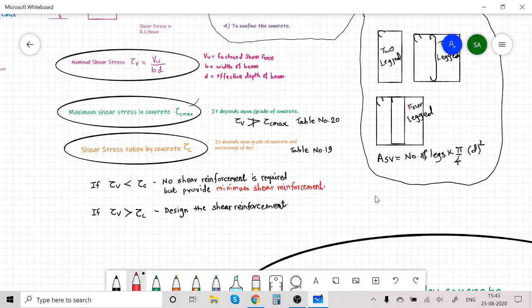Now, in the next step we will compare the value of tau V, that is nominal shear stress, to tau C. If tau V is less than tau C, no shear reinforcement is required. Whatever shear stress is coming in the beam, that is tau V, is less than the capacity of the concrete, so no shear reinforcement is required. But IS 456-2000 recommends providing minimum shear reinforcement. What is that minimum shear reinforcement?